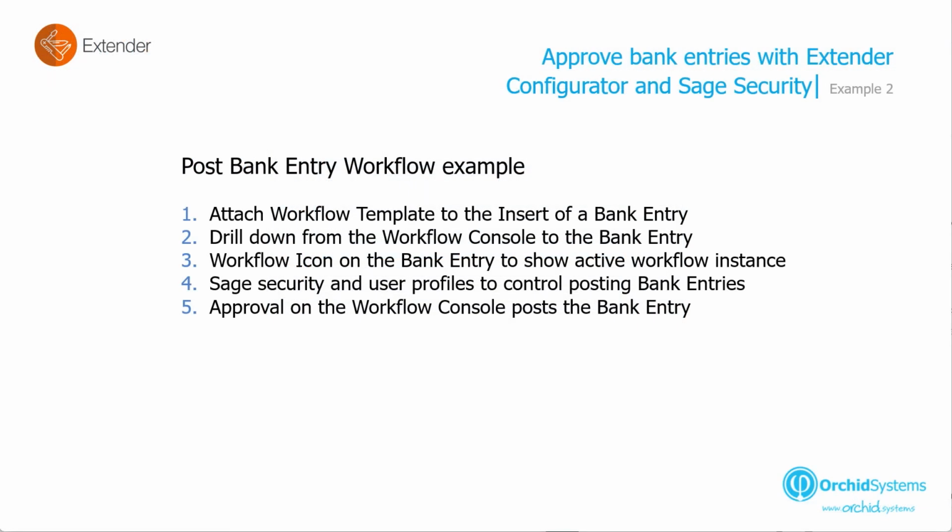In this example, we're going to control the posting of bank entries. We're going to attach a workflow template to the insert of a bank entry, and we're going to enable drill down from the workflow console back to the bank entry to have a closer look at the bank entry details. We will use a workflow icon on the bank entry screen to show that there's an active workflow instance in progress. And we'll use Sage Security and user profiles to control where the posting takes place for the bank entries. Approving on the workflow console will be what posts the bank entry.